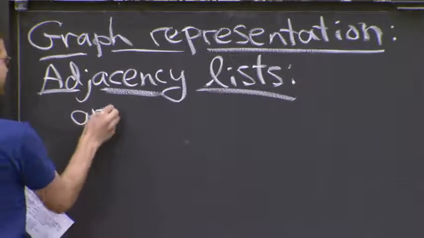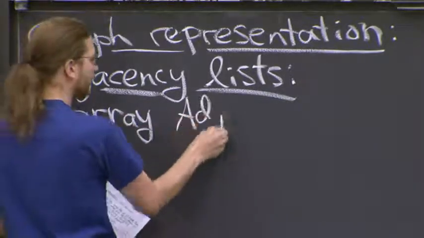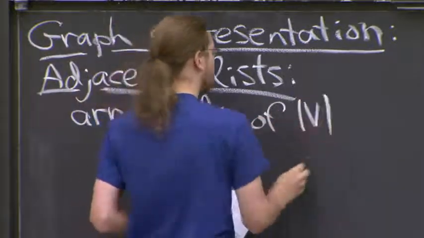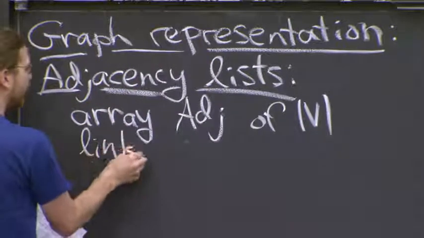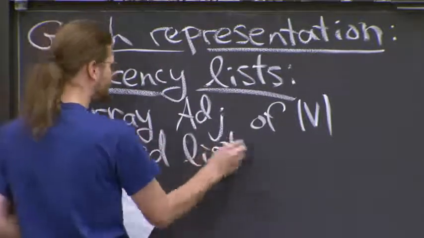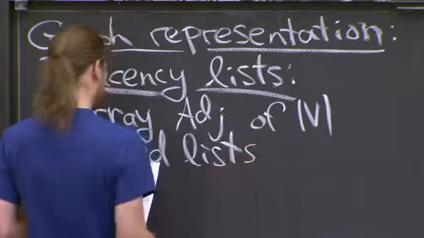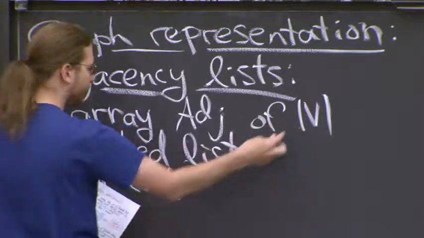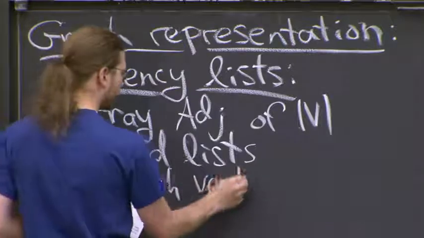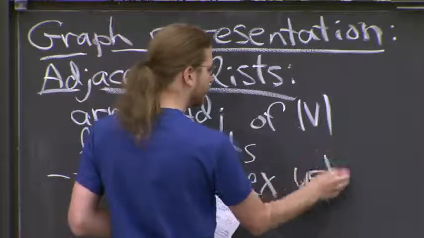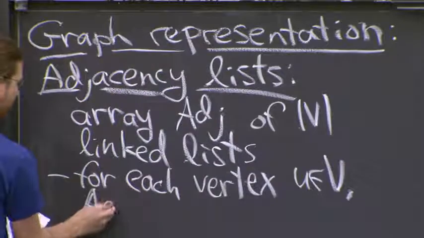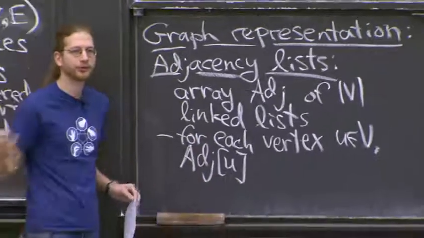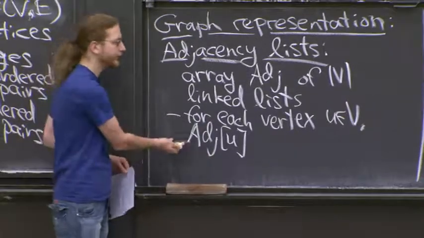So the idea with an adjacency list is you have an array called ADJ for adjacency of size v. Each element in the array is a pointer to a linked list. And the idea is that this array is indexed by a vertex. So we're imagining a world where we can index arrays by vertices. So maybe you just label your vertices 0 through v minus 1. Then that's a regular array.